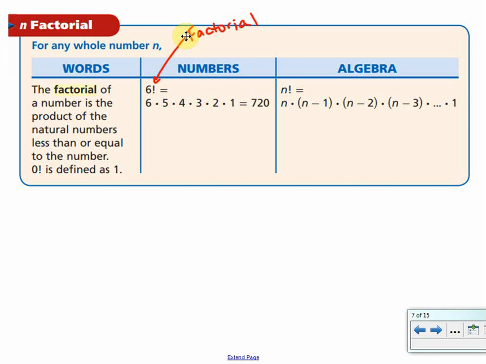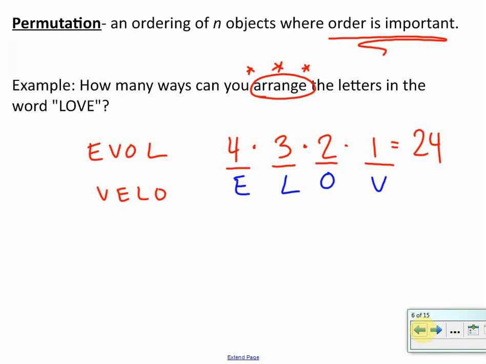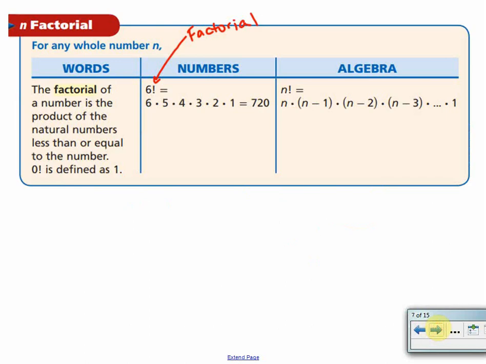So in my love example, this is really 4 factorial because it's 4 times 3 times 2 times 1. It's 4 times all of the numbers less than 4 until I get to 1. This example is 6 factorial, 6 times 5 times 4 times 3 times 2 times 1. That is what factorial means.